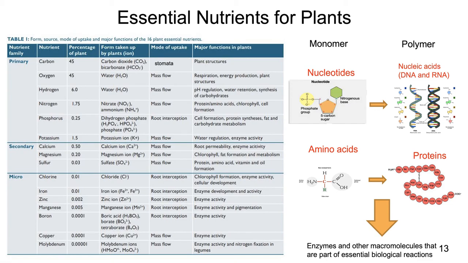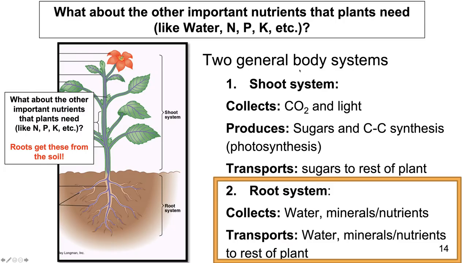Okay, so we talked about the shoot system in plants and how the shoot system plays a really important role in collecting CO2 and light. So now let's talk about the root system and the role the root system plays in collecting water and all the other essential minerals and nutrients and transporting them from the soil up to the rest of the plant. So all of those other nutrients that were listed on that previous table, things like water, nitrogen, phosphorus, potassium, zinc, boron, and so on, ultimately the plants get those from the soil, and it's the root system that pulls the water and nutrients out of the soil.